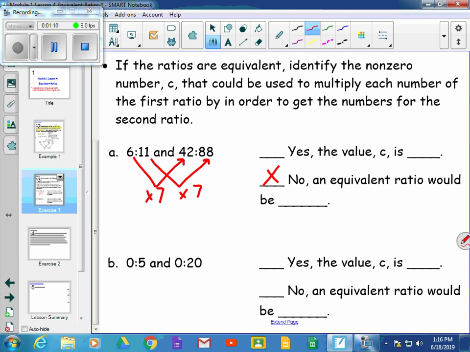An actual equivalent ratio would be 42, and if we multiply 11 times 7, we get 77. So 6 to 11 and 42 to 77 would be equivalent.